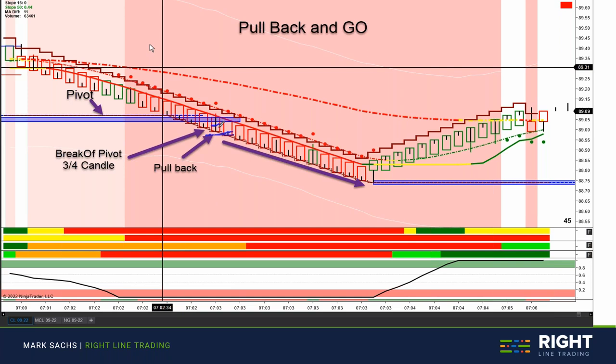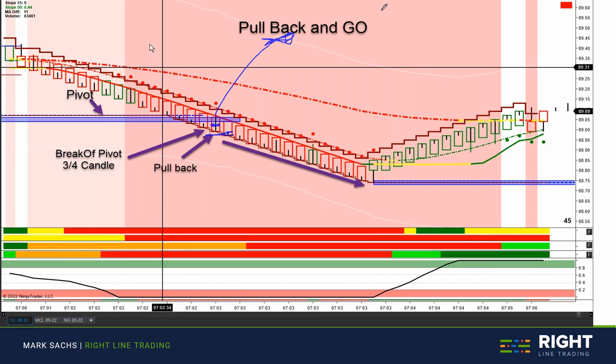So why do we do this? We do this so if this broke a support level, it pulled back, we place the order. What happens? This pulls back, and goes up like this. We don't get filled, and as soon as this candle closes up, the order gets automatically canceled. And that's how we sidestep a lot of losing trades.